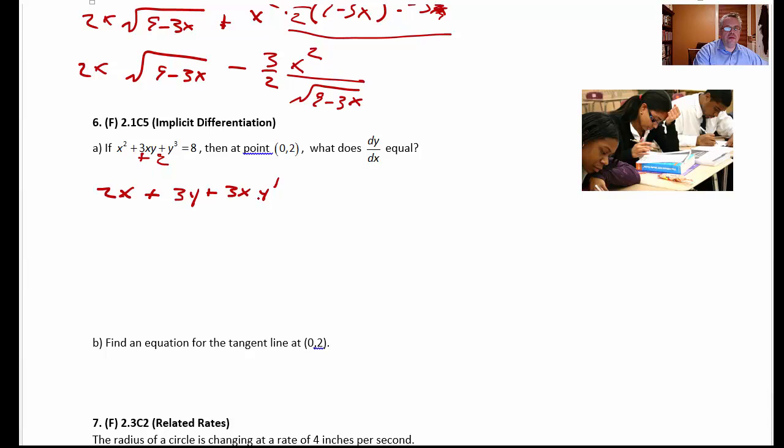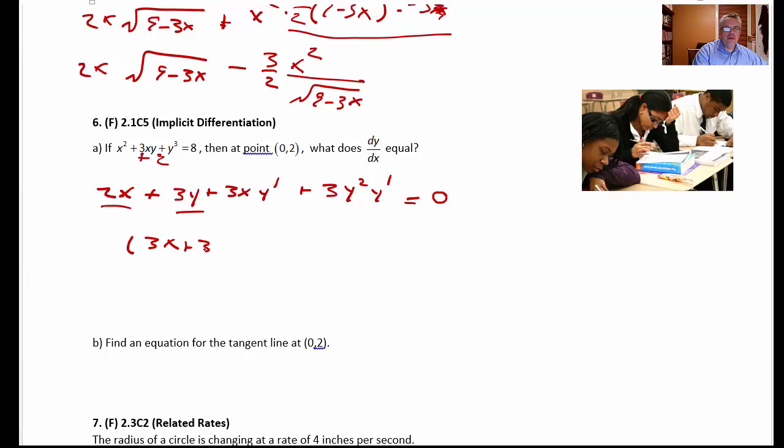So we needed the product rule there. Plus the derivative of y cubed, we need the power rule. 3y squared times y prime equals, the derivative of 8 is 0. Alright, so this term and this term, we got to move to the right side. We have to factor out y prime here. So I'm going to take care of all of that.